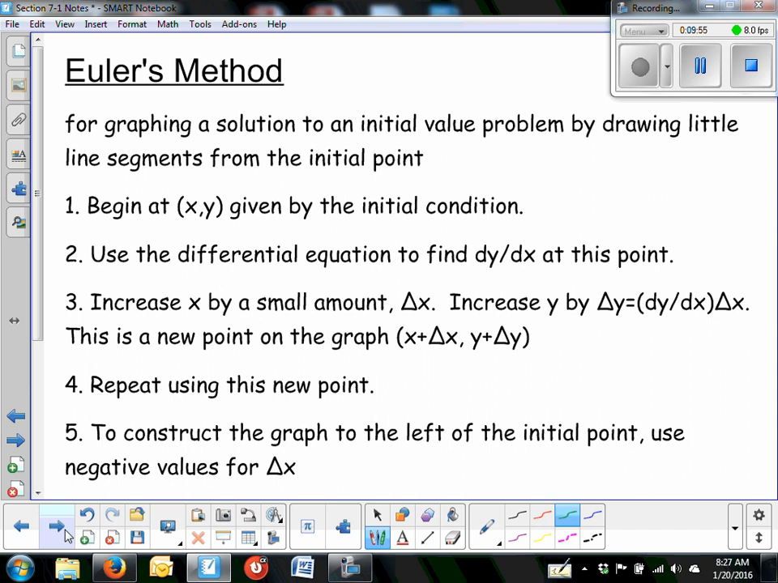But the general process is we start at (x, y), which is our given initial condition. We use the differential equation to find dy dx at that point. We increase x by the delta x, and we are always given what delta x is. We never have to pick it, it's picked for us. Then to figure out what to increase y by, delta y is going to be the dy dx we found in step 2 times the delta x, which gives us our new coordinate. Well, now this point replaces the initial condition in step 1, and we repeat the steps. And we keep doing this until we get to the value that we want to estimate.